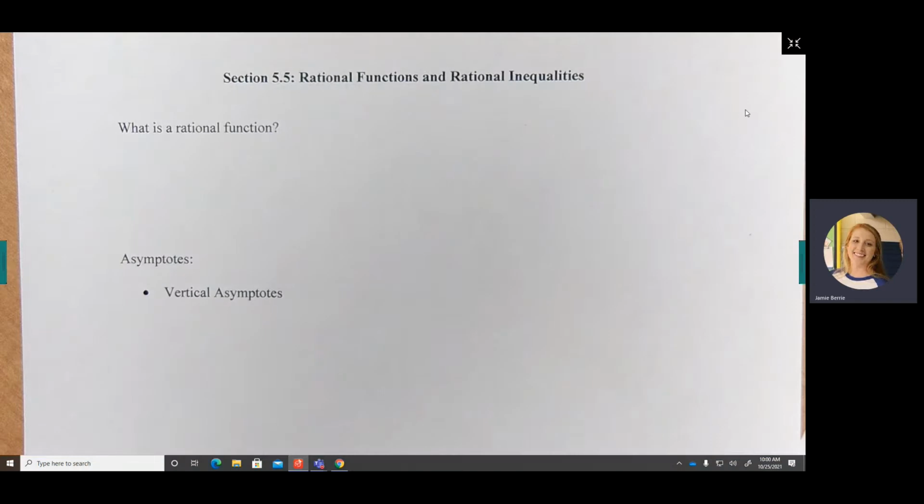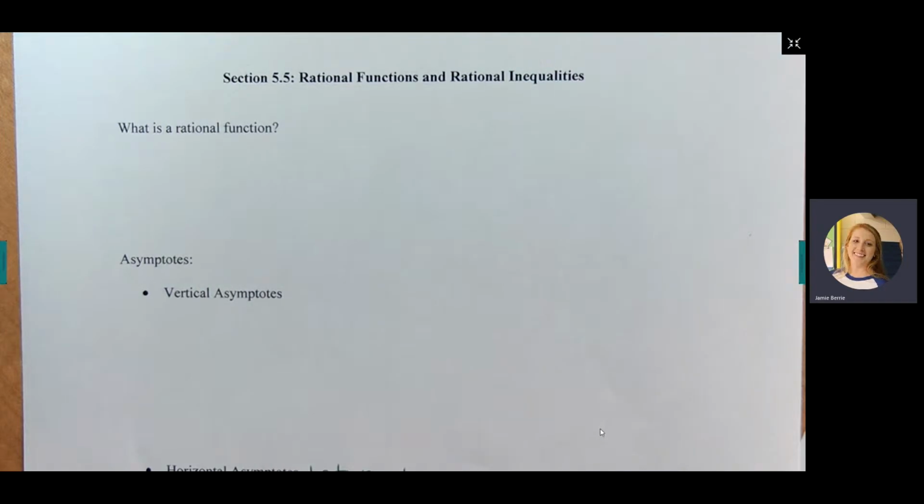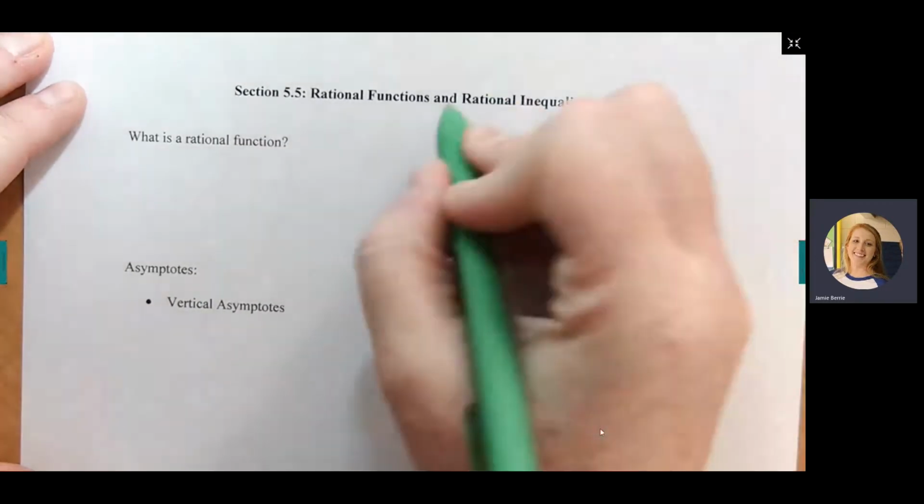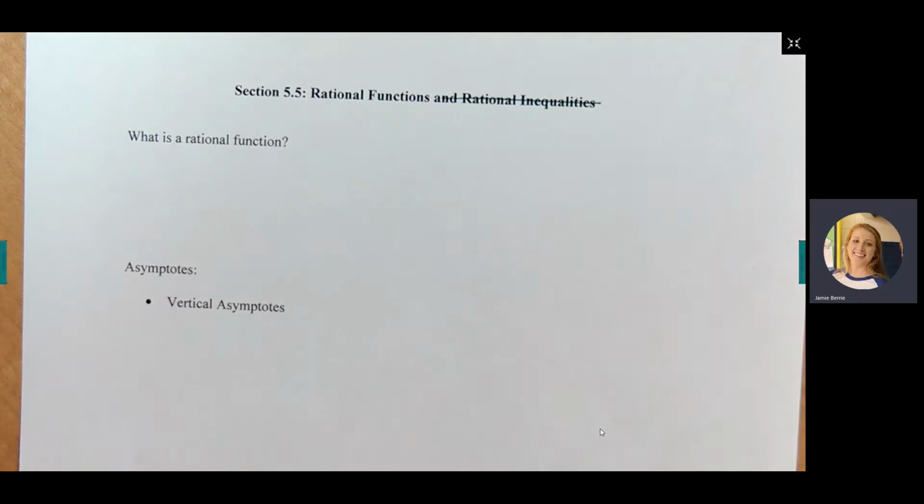All right, so today we're talking about section 5.5, which is called rational functions and rational inequalities. We're really just going to be talking about rational functions today. I didn't include anything about rational inequalities, so we're really not talking about those today. That's just the name of the section. So let's talk about what a rational function is. I'll talk about what an asymptote is, and then I'll tell you how to find the asymptotes.